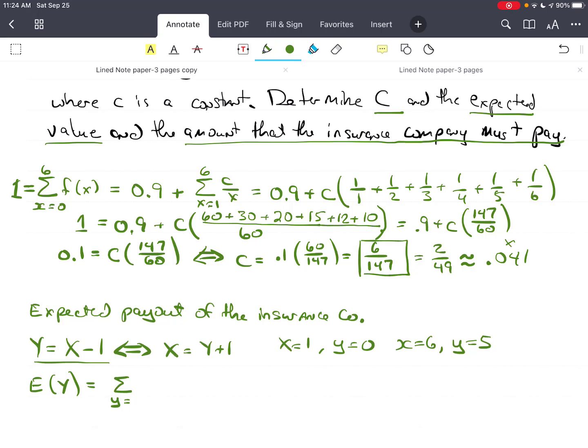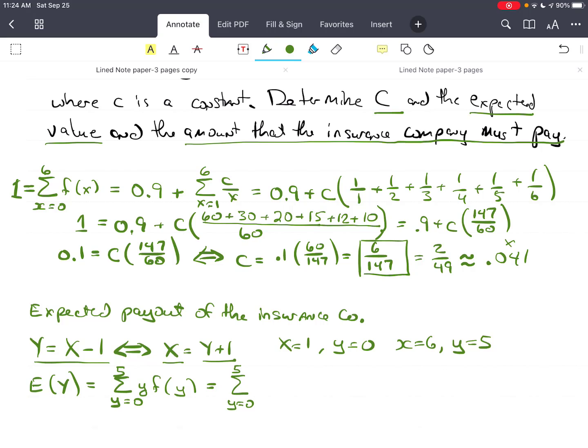So I just plugged in here for x. So x going from 1 to 6 is the same as y from 0 to 5. And then we'll have y, and then we'll have f of y. Okay? And so f of y, again, we have to substitute in for x, and x becomes y plus 1. So let's do that.